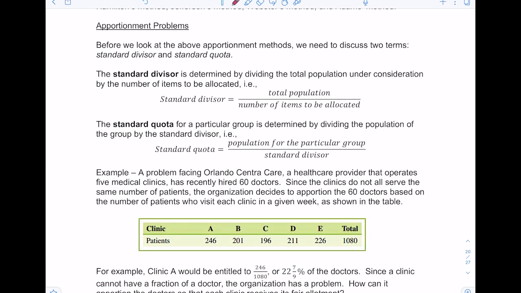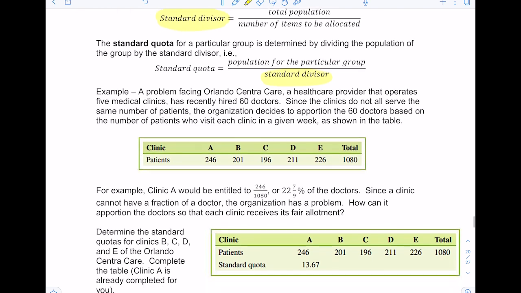Before we look at some apportionment methods, we need to talk about some important words, like the standard divisor and the standard quota. The standard divisor is when you take the total population under consideration and divide by the number of items to be allocated. We use that to figure out the standard quota for a particular group, which is determined by dividing the population of the group by the standard divisor.